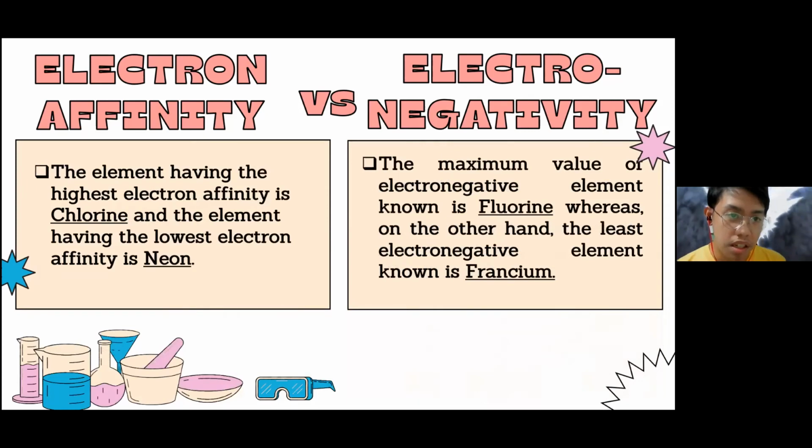So lastly, in electron affinity, the element with the highest electron affinity is chlorine, while the lowest is neon. While in electronegativity, the most electronegative element is fluorine, while on the other hand, the least electronegative element is francium.